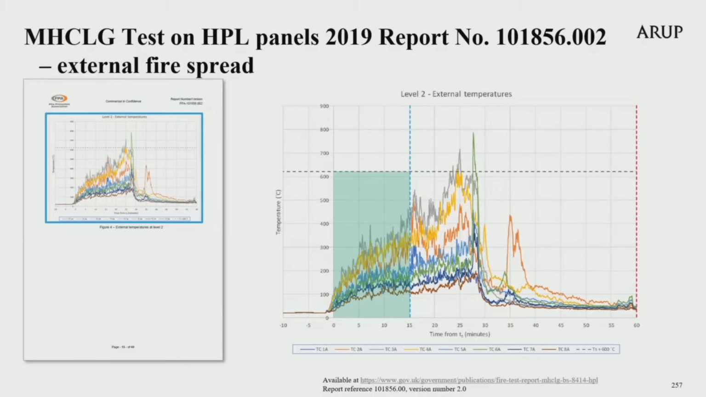The grey dashed line, shown on the screen now, indicates 600 degrees above ambient temperature. The blue dashed line indicates 15 minutes after TS. The area in the green box indicates the envelope of time and temperature within the test that BR 135 considers for external fire spread performance. You can see the peak external temperatures in this particular test do not occur in this window and instead occur later, at around 30 minutes after TS.